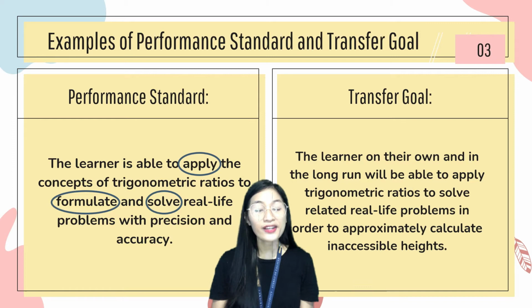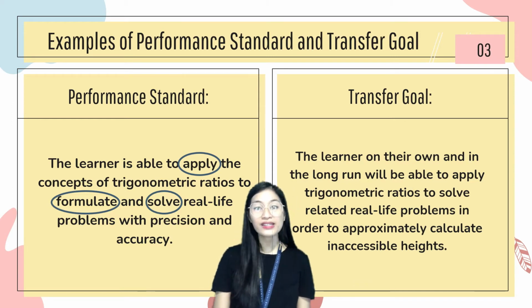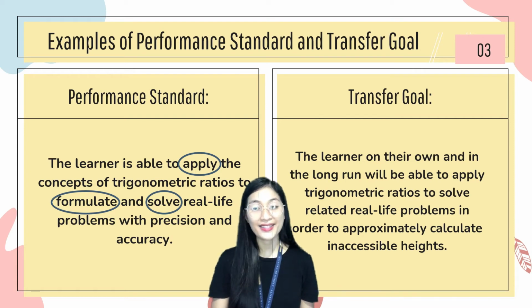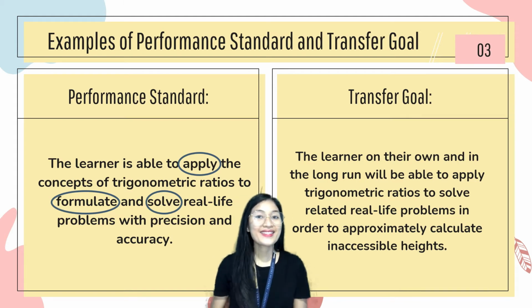So let us remember, we have to take note that the real-world purpose is the most important element in learning because that's what we do in real life. In this example, we don't expect our learners to literally measure the height of a building using tools. But in a realistic view, the learners will approximately calculate the height by using the lesson of trigonometric ratios. So trigonometric ratio is the real-world purpose for measuring inaccessible heights.